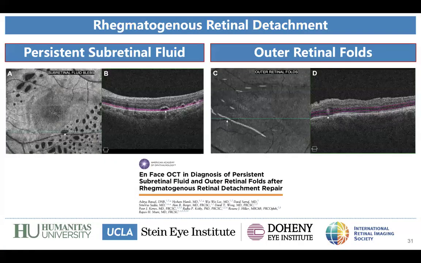Just a quick mention also of the application of ANFAS OCT in the context of rhegmatogenous retinal detachment. In this context, ANFAS OCT can be used to non-invasively visualize the persistent subretinal fluid after surgery, which can be visualized as these hyperreflective blebs, and also the presence of outer retinal folds, which appear as these linear hyperreflective lesions at the level of the outer retina. But these lesions, thanks to ANFAS OCT, have been demonstrated to usually resolve during the first year after surgery.